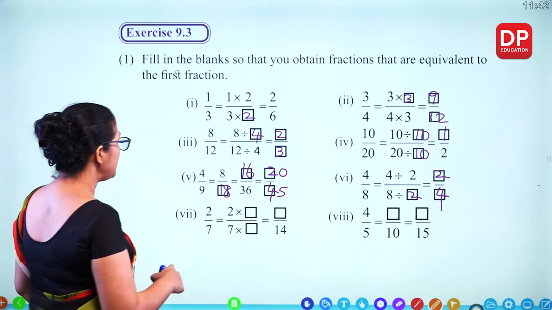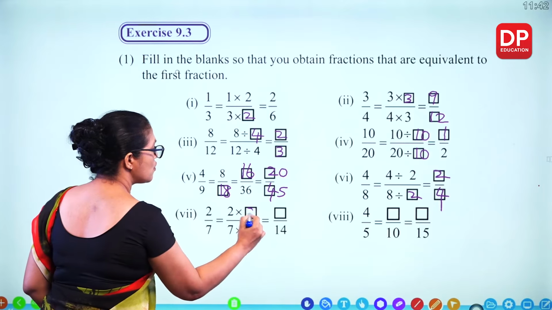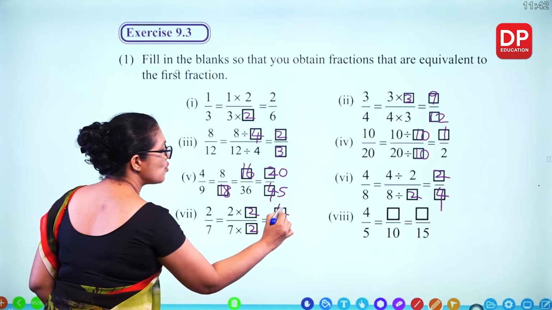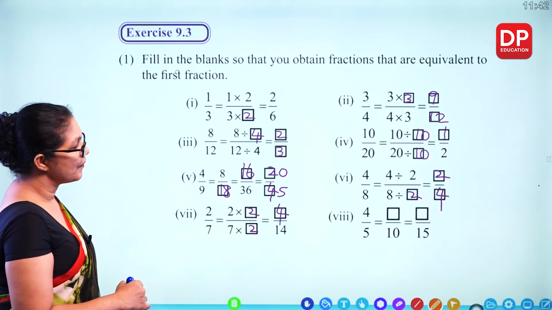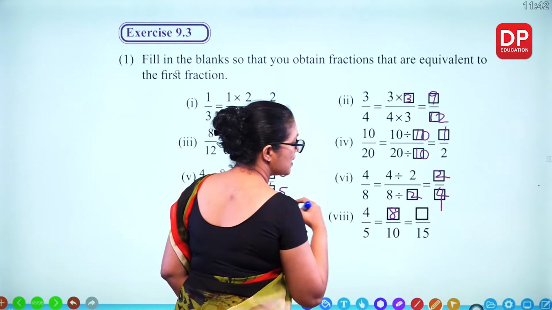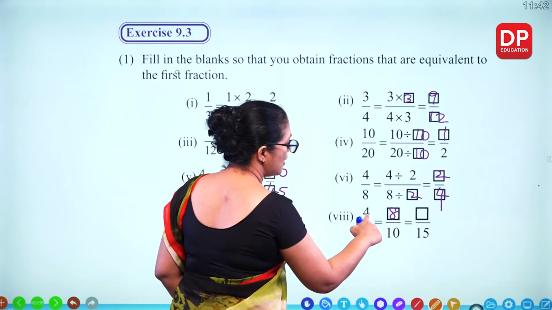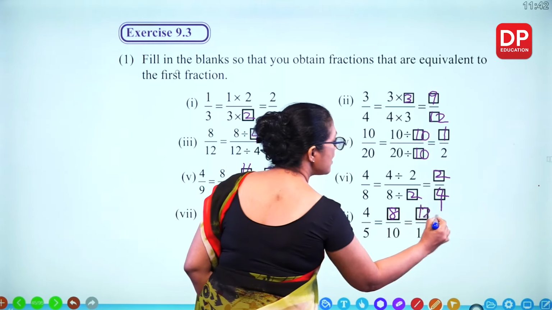Here you can multiply this by 2 to get 14. So do the same thing. 2 times 2, 4. This one multiplied by 2. So 4 times 2, 8. Multiply by 3. Here to here. 4 times 3, 12.